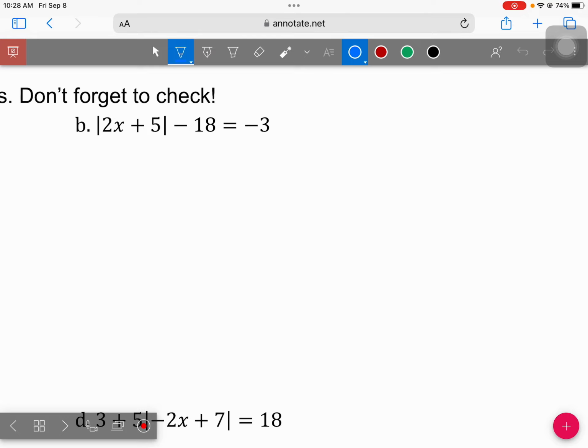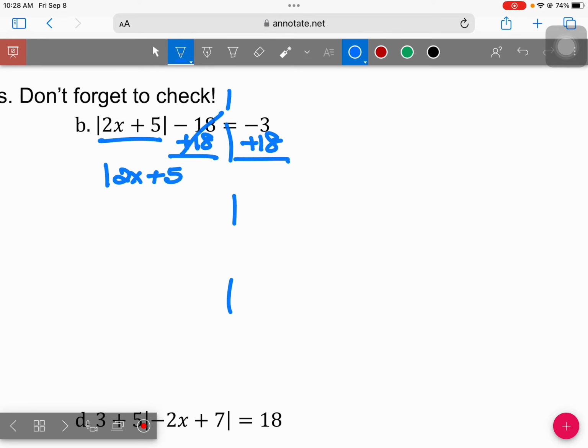No, it is not. So I need to isolate this. I'm going to add 18 to remove that subtracted 18. Those cancel out. Then I have 2x plus 5 equals negative 3 plus 18, which is 15. Now it is isolated. So I can divide it into my two cases, and this is where I lose my absolute values.